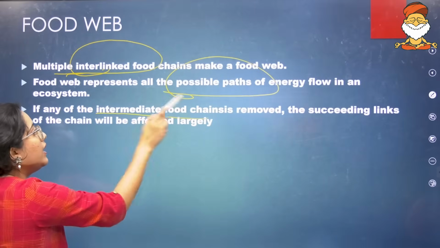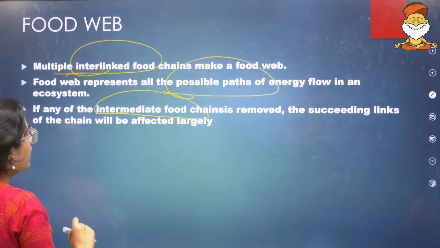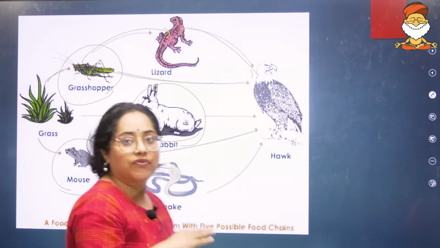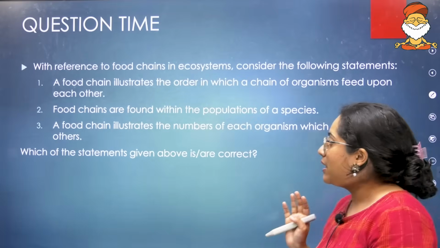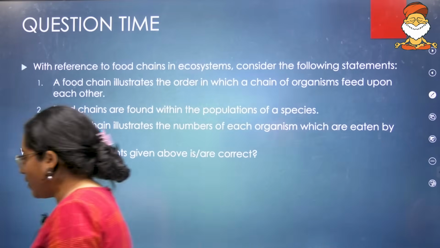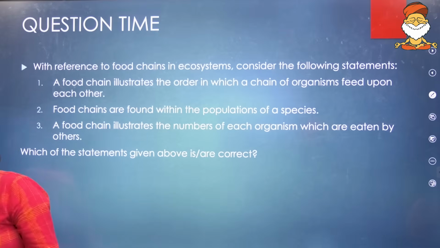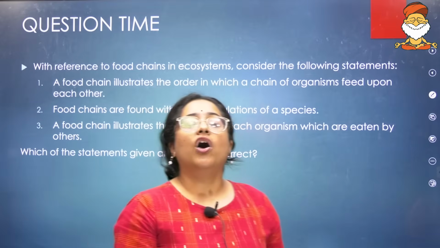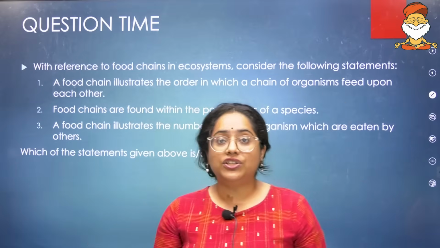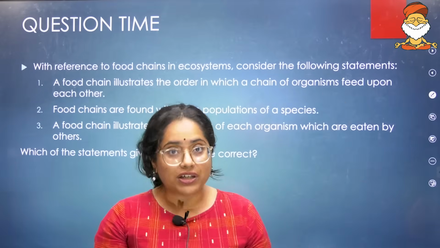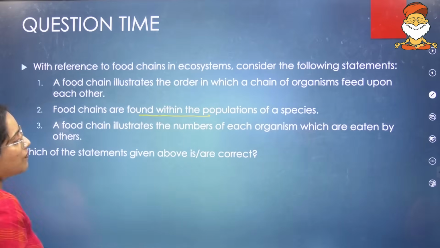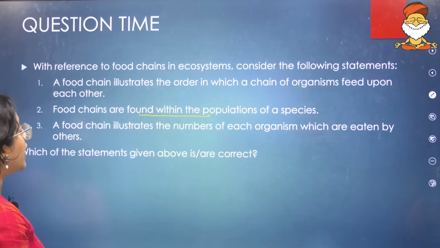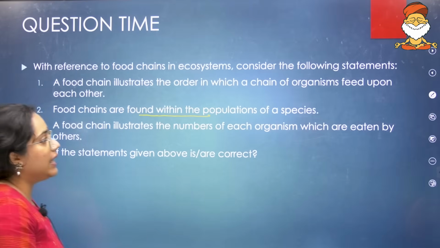If any of the intermediate food chains is removed, the succeeding links will be affected in a very bad manner. Okay, this is what is happening. So understand over here too, if you've understood these concepts, this question shouldn't be very difficult for you. A food chain illustrates the order in which a chain of organisms feed upon each other. Food chains are found within the populations of a species. A food chain illustrates the numbers of each organism which are eaten by the others.